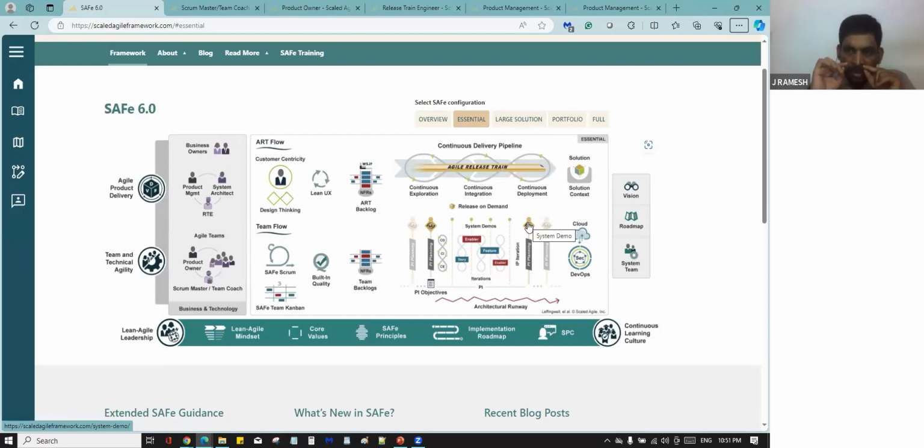But these are the responsibilities done by the RTE. The RTE is a chief Scrum Master. So 1 team, 2 team, 3 team, 4 team, 5 team, all the teams connect as one train. That is one RTE. Yes, Joshi, you raised your hand. Welcome.